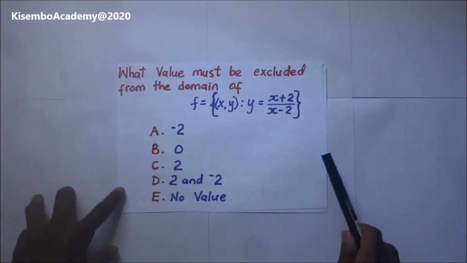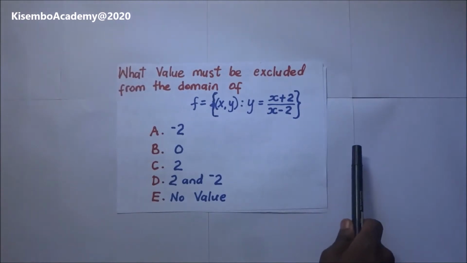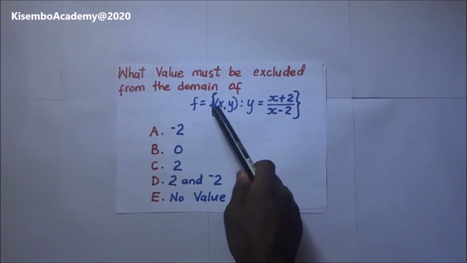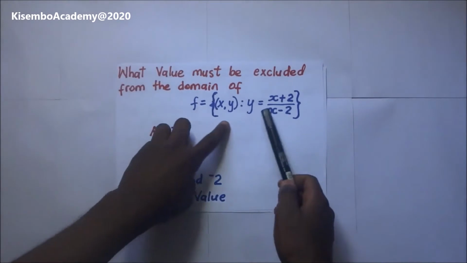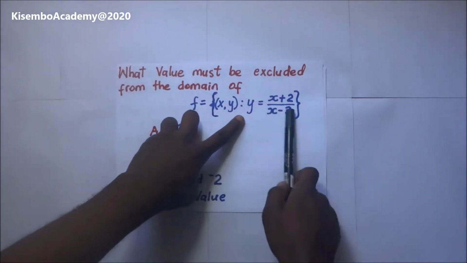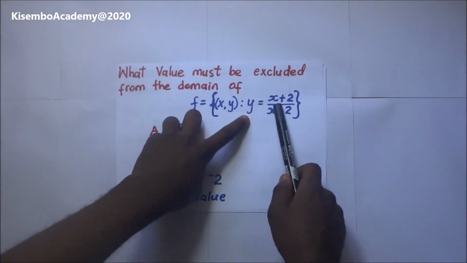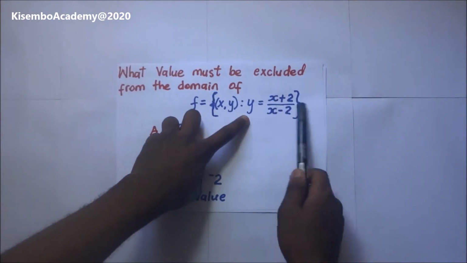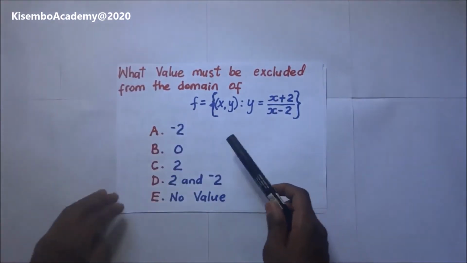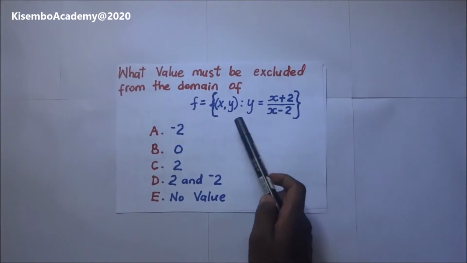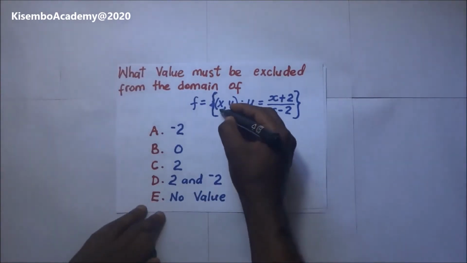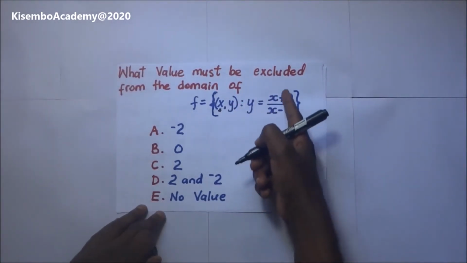Looking on to our next one, we are being asked what value must be excluded from the domain of (x, y), where we have been given a function that y is given as (x + 2) divided by (x - 2). Now, which of these should be excluded from the domain? Which value of x must be excluded for this to hold?